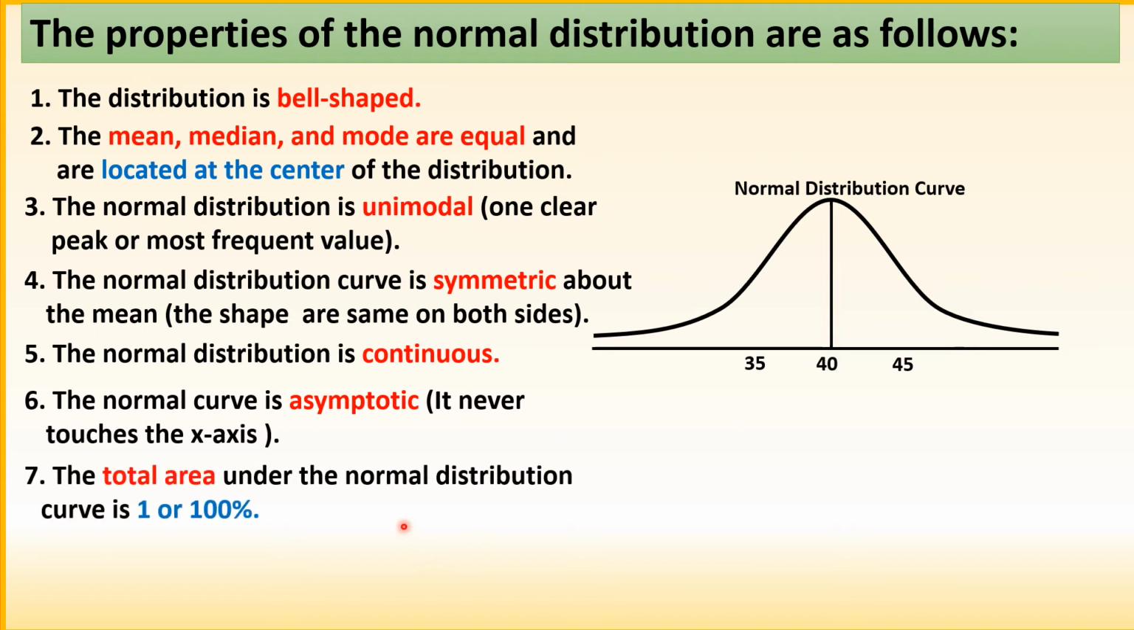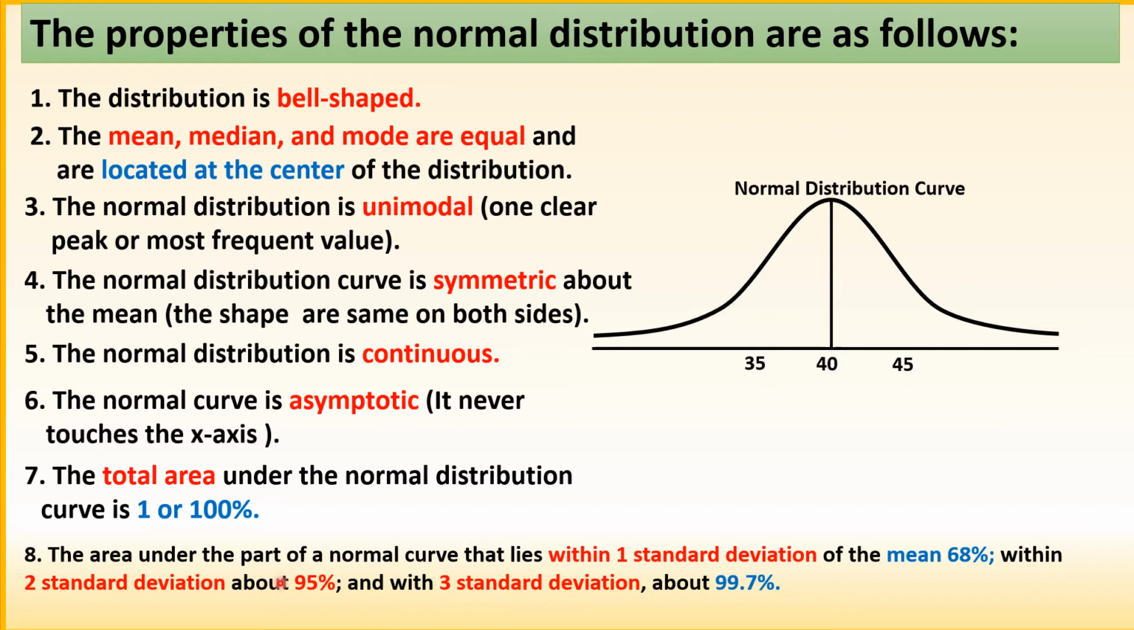Number 7, the total area under the normal distribution is 1 or that is 100%. So, ito yung tinutukoy niya dito. So, ito daw, kapag kinuha natin ang area nito, that is equal to 1.